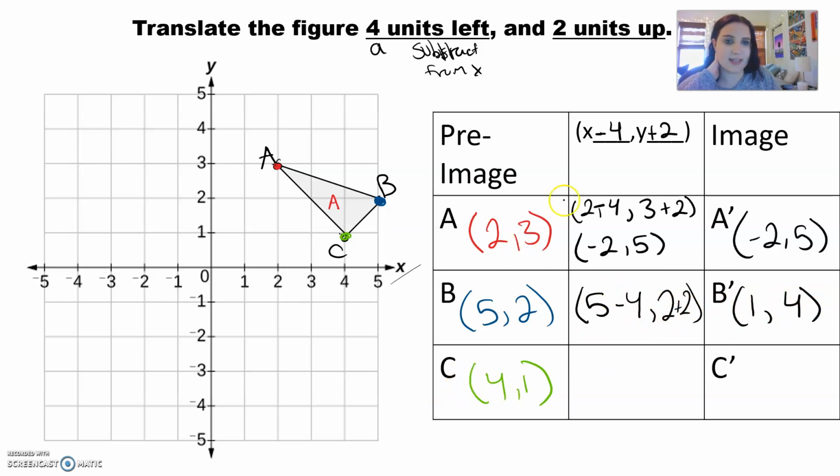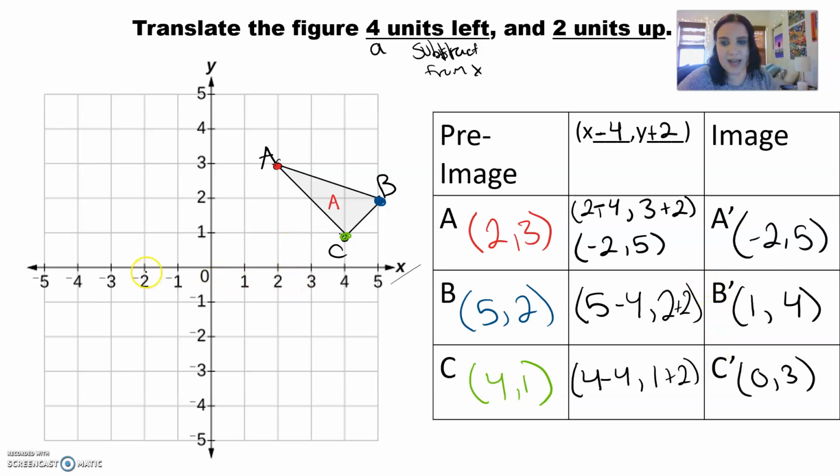And finally C, my x value is 4, and I subtract 4, so 4 minus 4, and my y value is 1, and I add 2, so 1 plus 2. So C prime will be 0, and 1 plus 2 is 3. So now I have the coordinates of my image, A prime, B prime, and C prime. So let me graph each of these points.